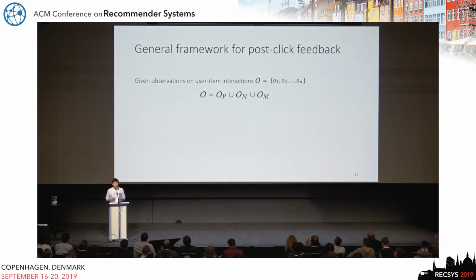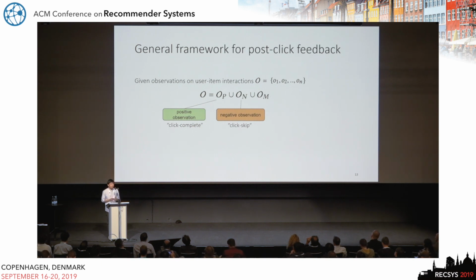We propose a probabilistic framework to incorporate the post-click feedback signals. So we define three sets of observations here. The first type is so-called positive observations, corresponding to the click-complete interactions. The second set is so-called negative observations, corresponding to the click-skip interactions. And the third set corresponds to the non-click items.